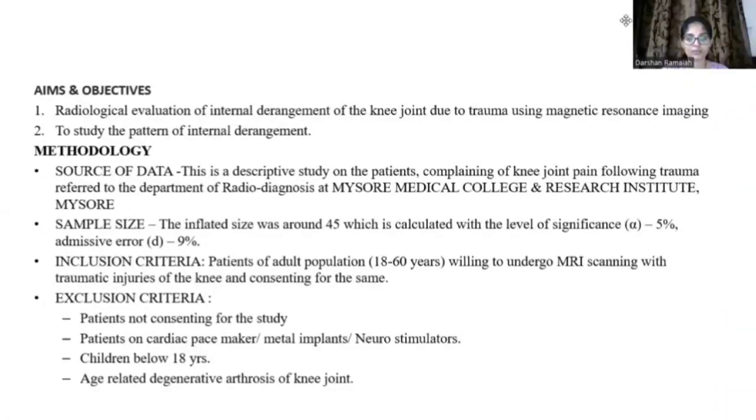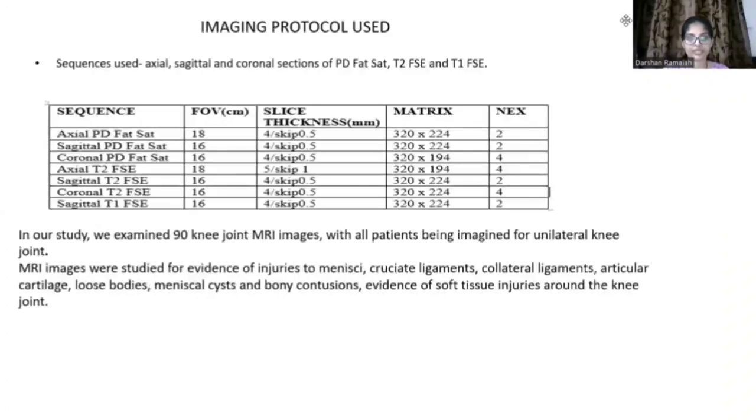The inclusion criteria include the adult population over 18 years, willing to undergo MRI scanning, with a history of traumatic injury to the knee and consenting for the same. The exclusion criteria were patients not consenting for the same, patients who are on pacemakers, children below 18 years, and those with degenerative arthrosis of the knee joint.